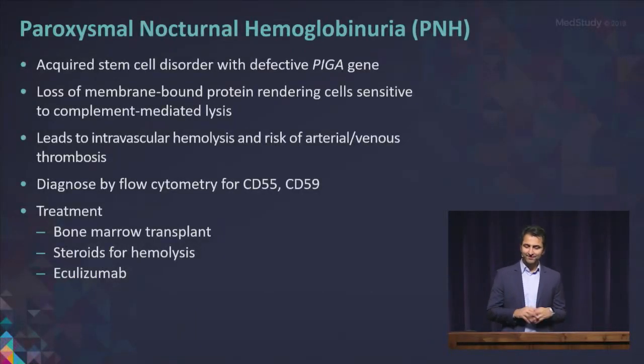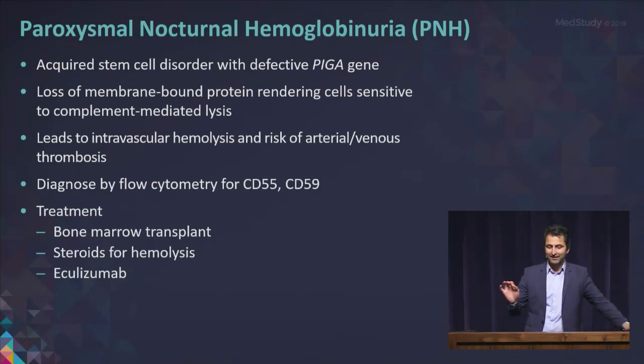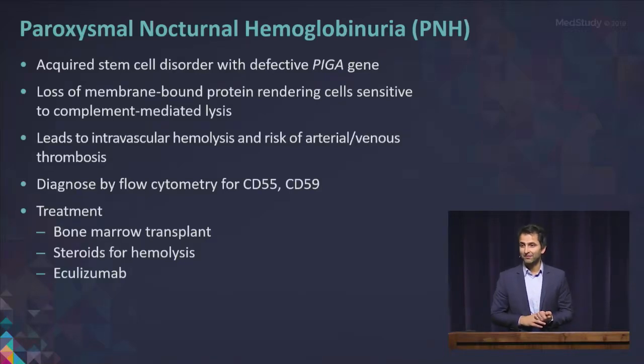PNH is sort of one of those miscellaneous types of disorders. This is one of the very few that is a problem within the red cell, but it's not hereditary, it's acquired. And basically you have a defect in your membrane-bound proteins, and so you're sensitive to complement-mediated lysis. And so what I would want you to recall here is that these patients get hemolytic anemia, but they also are at risk for arterial and venous thrombosis, and that you diagnose with a special flow cytometry study looking at the two missing membrane proteins, CD55 and 59.